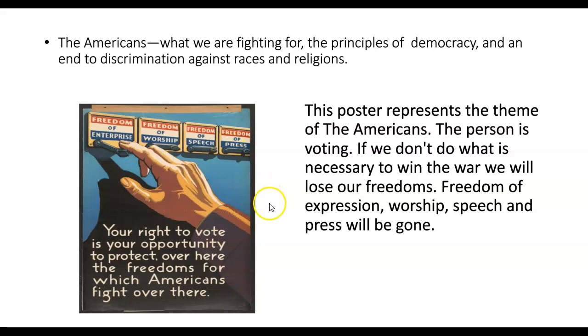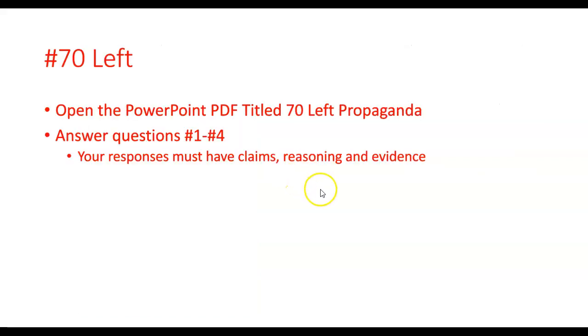So that's the goal of today's lesson and this week's lesson. What you're going to do is go to Schoology. You're going to open the PowerPoint PDF titled 70 Left Propaganda, and you have to answer questions 1 through 4. Remember, all your responses have to have claims, reasoning, and evidence.